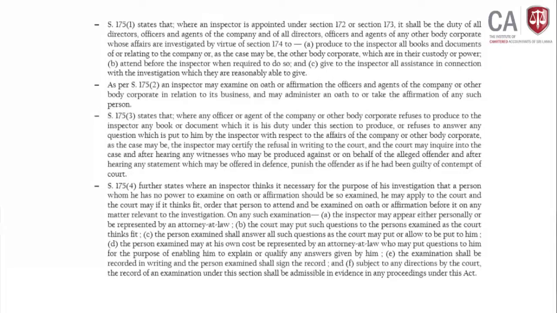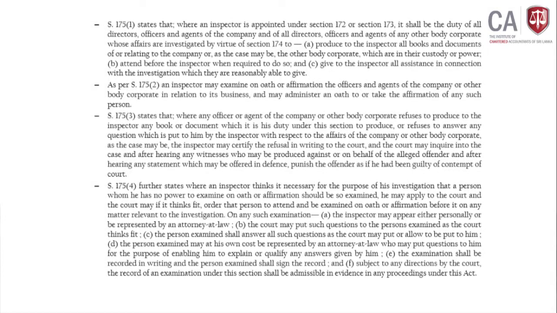The court may put such questions to the persons examined as the court thinks fit. The person examined shall answer all such questions as the court may put or allow to be put to him. The person examined may at his own cost be represented by an attorney at law who may put questions to him for the purpose of enabling him to explain and qualify any answers given by him. Now, in case the officials of the company are to give evidence or explanations in the court, then the retention of an attorney at law in such a case by such an officer has to be remunerated by himself, and he cannot use the company money for that.